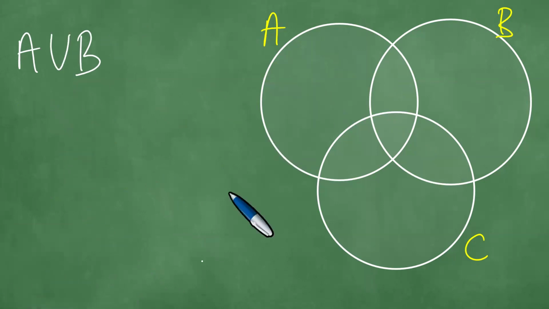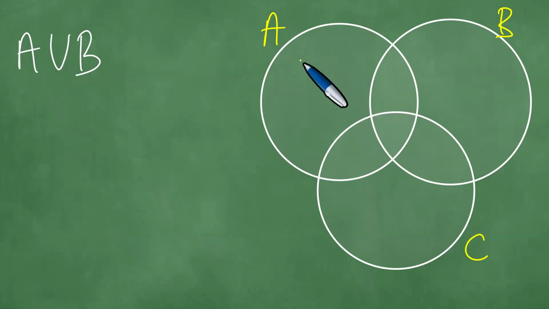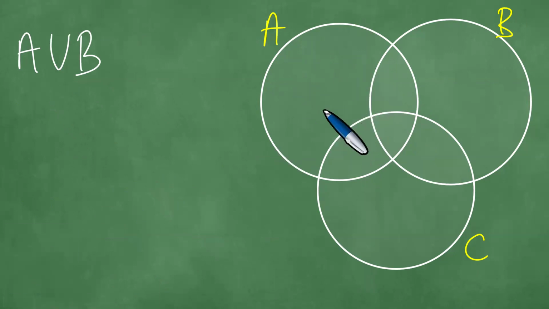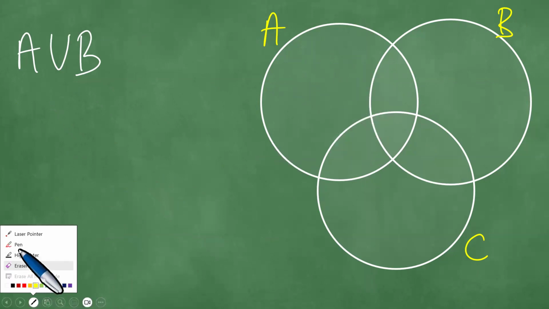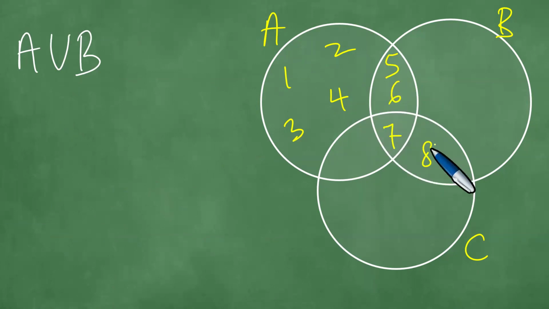A union B. Want to find A union B. But you already know this one is 1, 2, 3, 4. And this one is, okay, let's write a bit clearly here and just separate this so that anybody can just be able to understand. So we have 1, 2, 3, and 4. We have 5, 6, and 7 together with 8, like this.